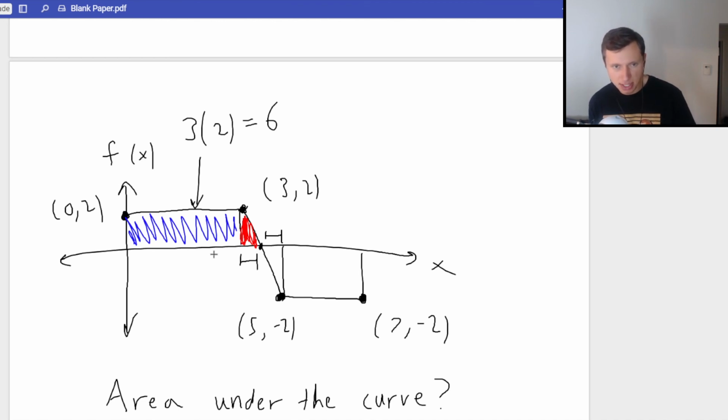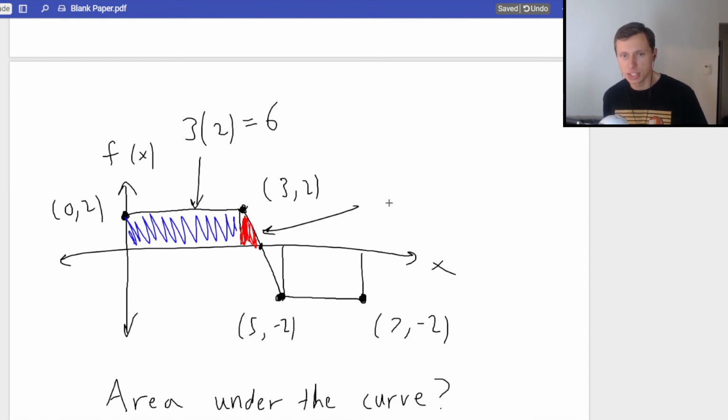Okay, and time's up. Put down your pencils. Or don't, because you're about to pick them up again, because we're going to be writing. So for the red triangle, and just in general, what we need to figure out is the slope of this line.